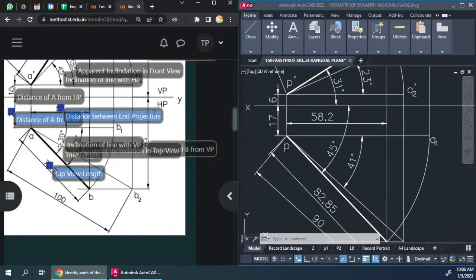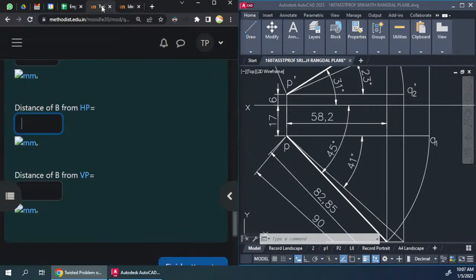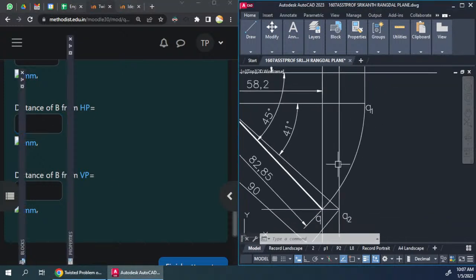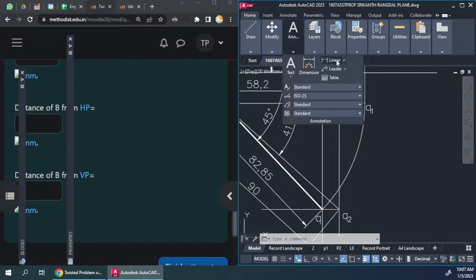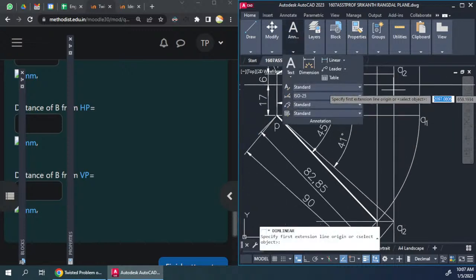Okay, and this distance over here is the distance of B from VP. Of course it's overlapping here, so it's not visible, but anyway, that is what the right answer is. So let's go ahead and find what is needed. We need the distance of B from VP, which means the distance of this point from XY we need to find. Let's go ahead and find that.